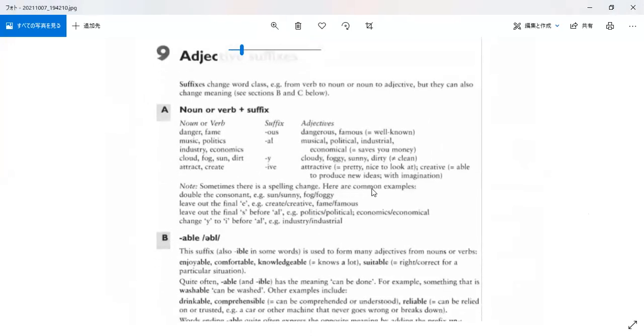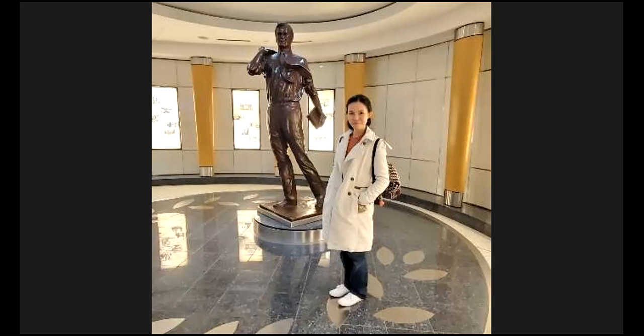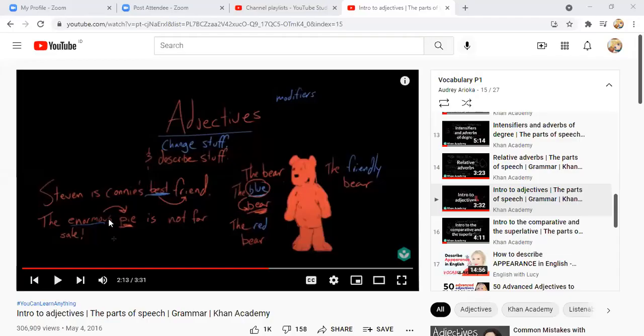As you can see, adjective suffixes. So again, suffix changes word class from verb to noun or noun to adjective, but they can also change meaning. Noun or verb plus the suffix ous is going to be adjective, like just what we saw, enormous, right? Enormous, adjective.